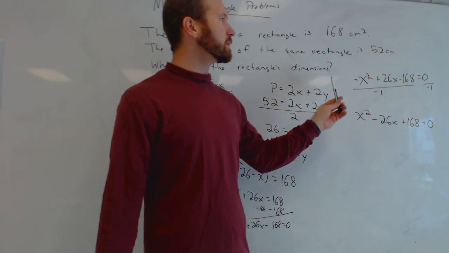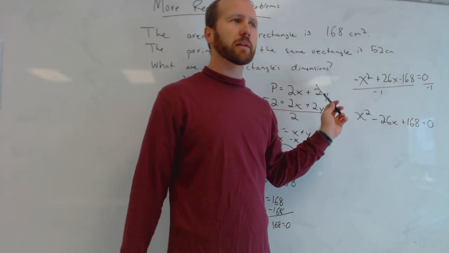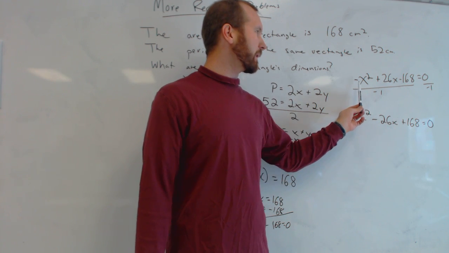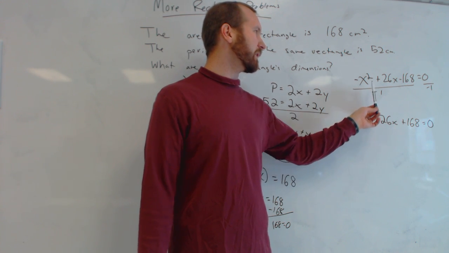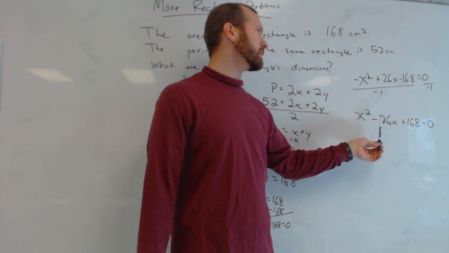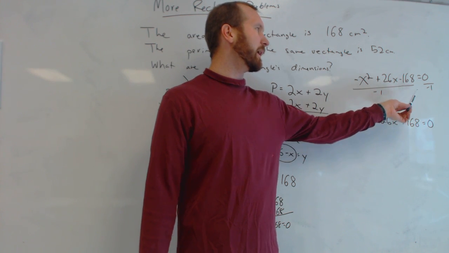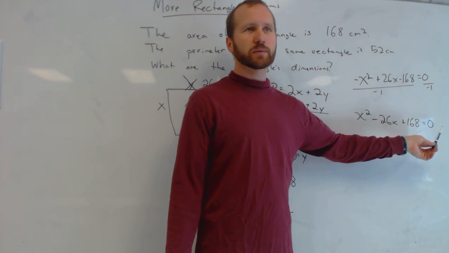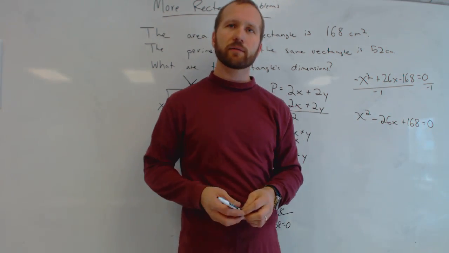But the idea is that I'm just flipping all the negatives. I'm flipping my signs. So I'm flipping the negative x squared to a positive x squared, flipping the positive 26x to a negative 26, flipping the negative 168 to a positive 168, and 0 flips to 0 because it's neither positive nor negative.